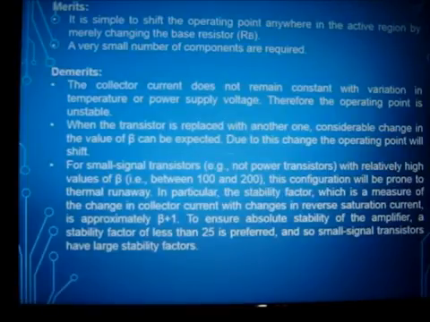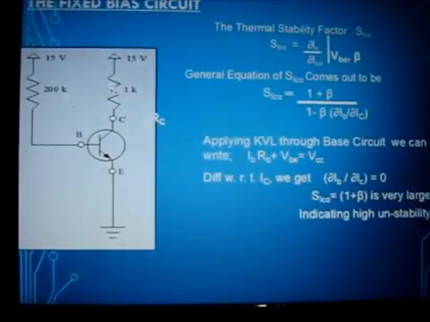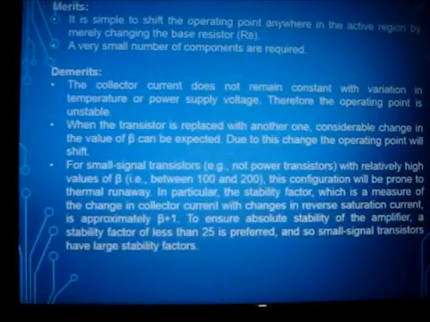As you can see, this circuit is very simple to design. The first advantage is that it is simple to shift the operating point anywhere in the active region by just changing the resistance of the base. Very few components are required, but it has many demerits also, that is the disadvantages. The collector current does not remain constant with variation in temperature and power supply voltage. When the transistor is replaced with another one, a considerable change in beta occurs. That is the transistor parameter: beta, alpha changes with the change of transistor.